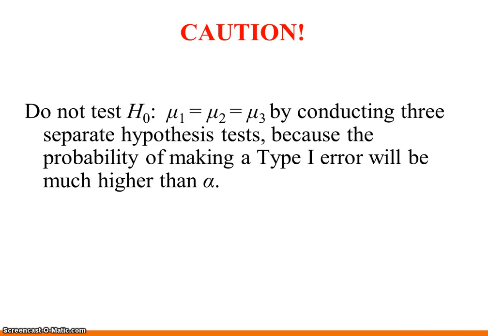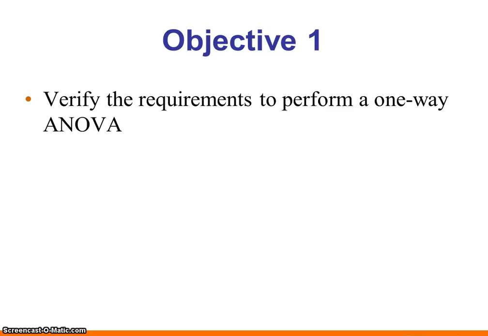I guess one way you could do this is if you use the techniques back from chapter 11. If you think about it, you could conduct three separate hypothesis tests. But the disadvantage of this is that the probability of making a type 1 error will be much higher than alpha, so it's probably not a good way to do that. So what we'll look at is this other ANOVA method. So the first thing we need to do is talk about what requirements have to be satisfied in order to perform a one-way ANOVA.